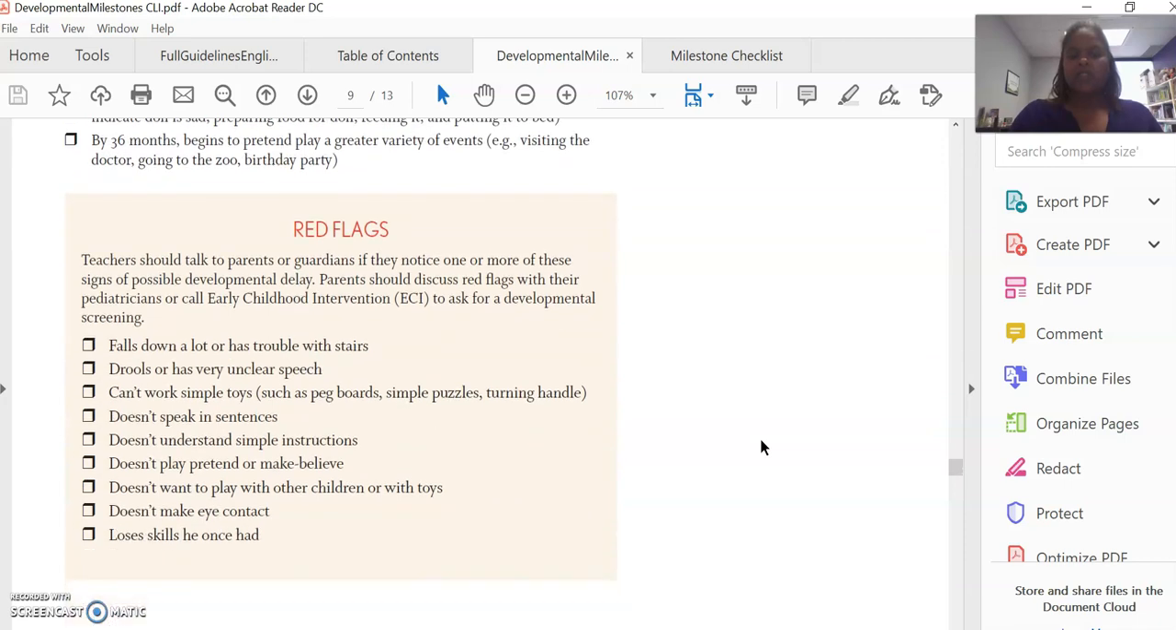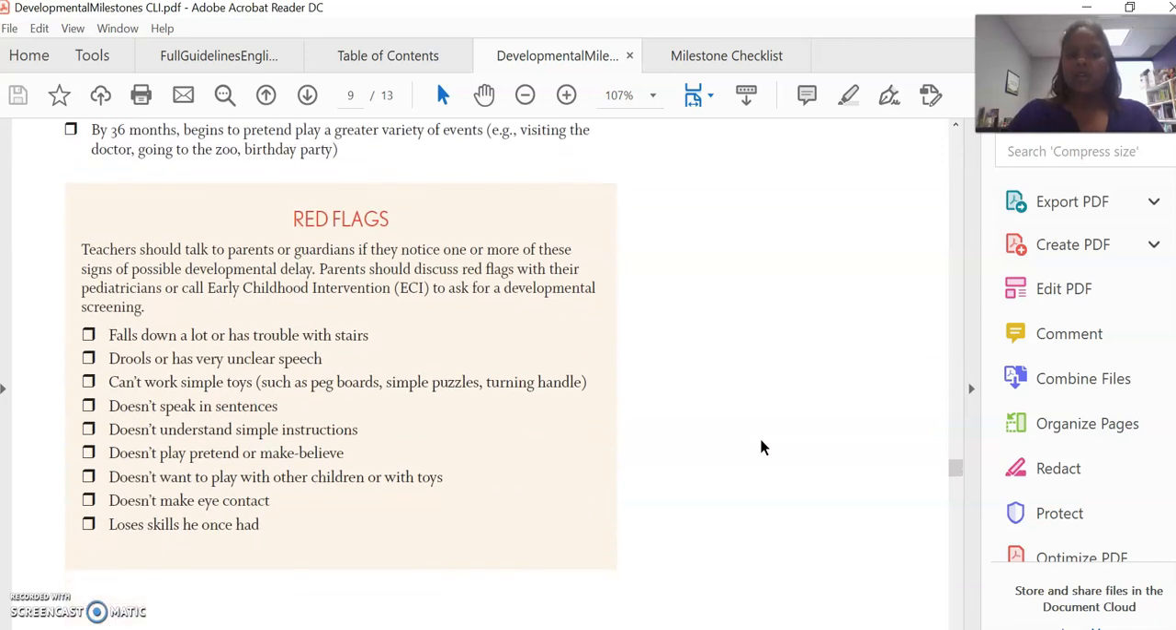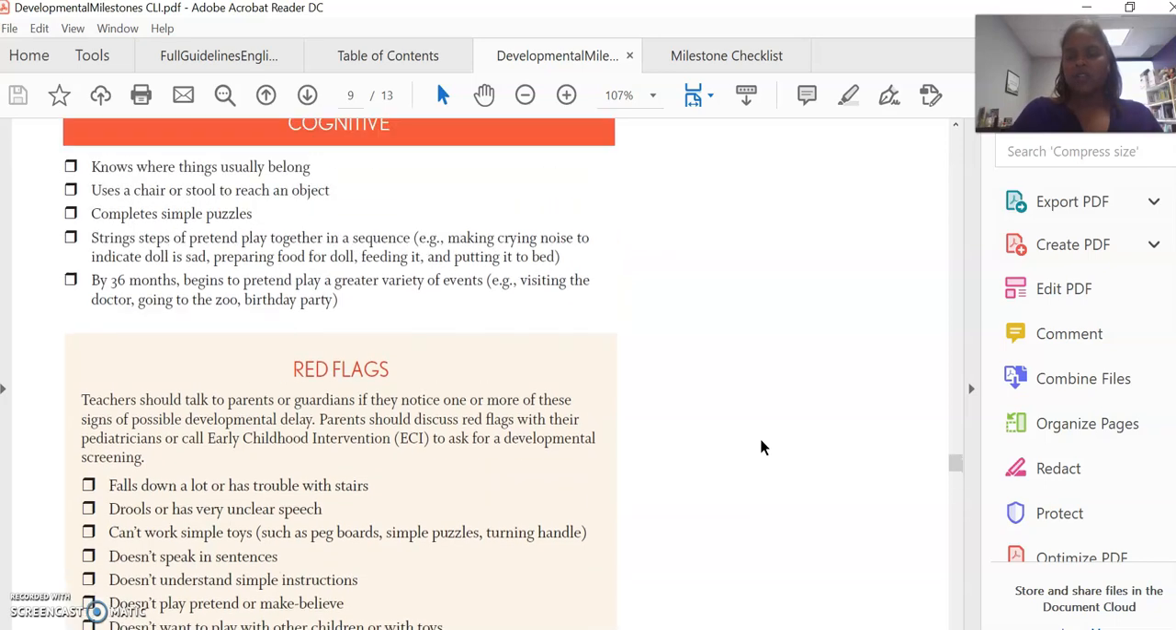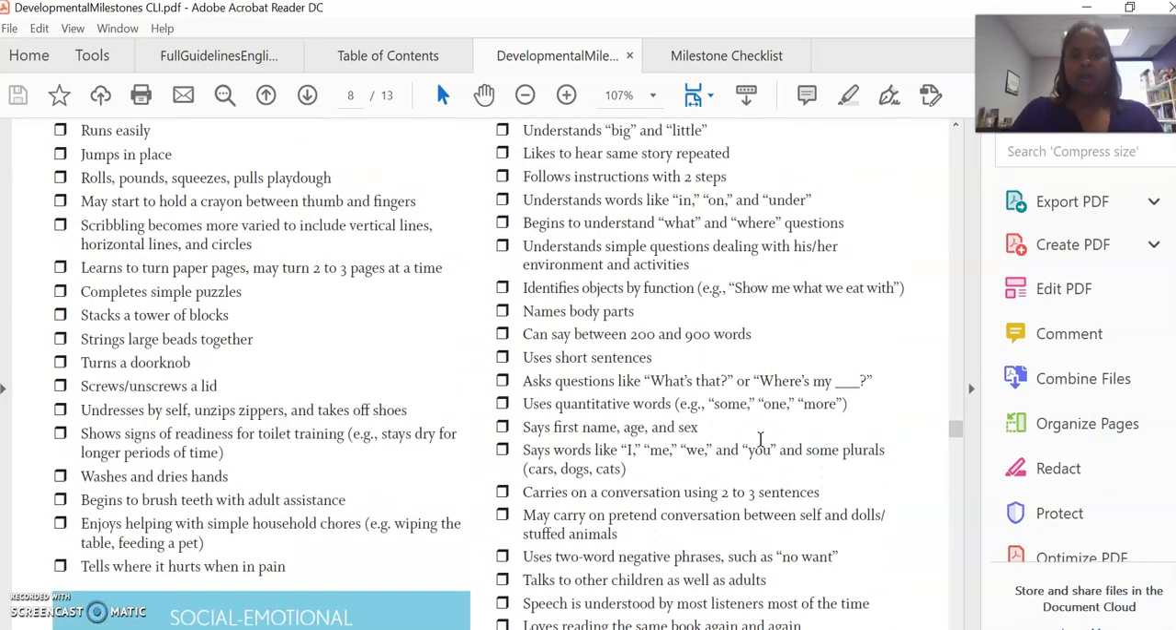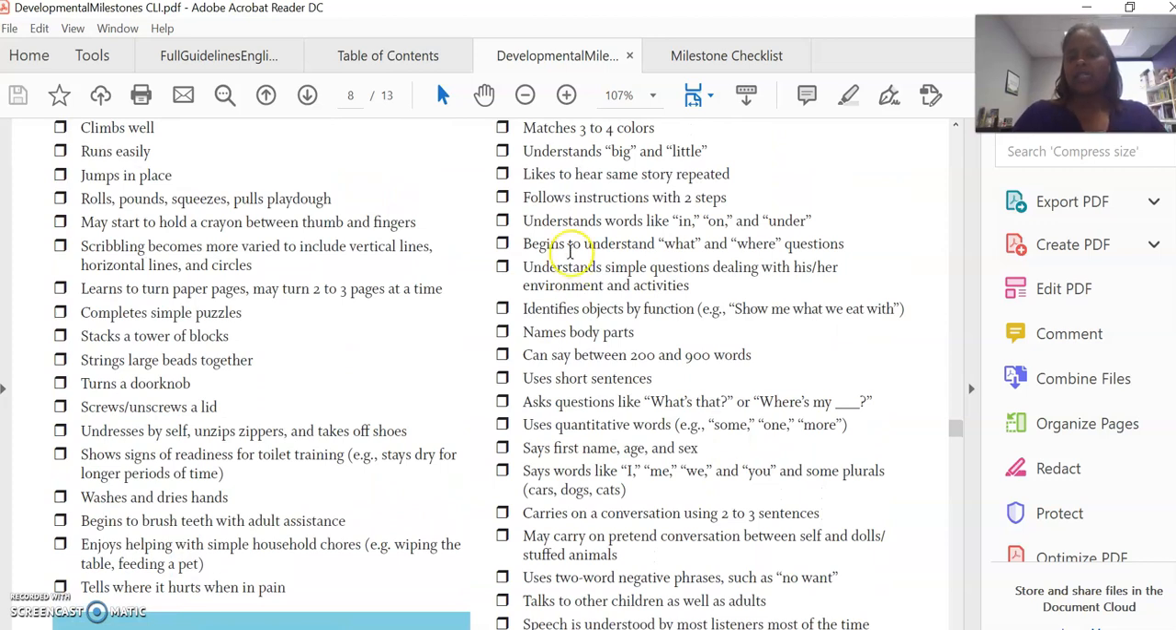This one also gives you some red flags of things you might notice that might cause you to question whether or not the child might need extra help in certain areas, or if you need to perhaps talk to your pediatrician or family care doctor. If we just go back up here, like I said, these are checklist things you can mark off. Yes, they understand the words in, on, and under, or yes, they can name body parts.